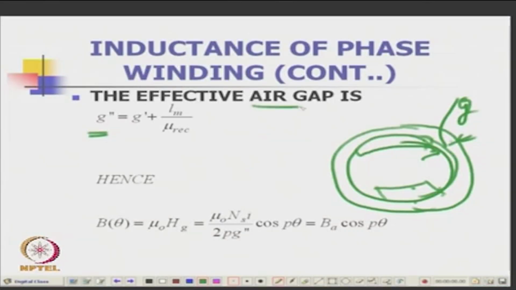You have an effective air gap length which is given by this. First of all, G dash means you have to take care of slotting in the stator. There is slotting in the stator, so G becomes G dash multiplied by a constant Kc, which is called Carter's coefficient. Now, after this you also add the length of the magnet, Lm, divided by mu recoil. Mu recoil is the slope of that recoil line which we discussed in the last lecture.